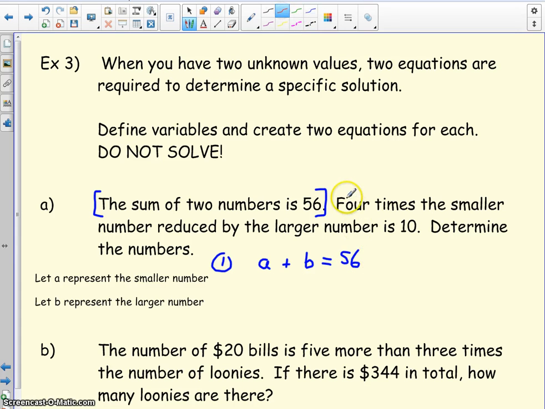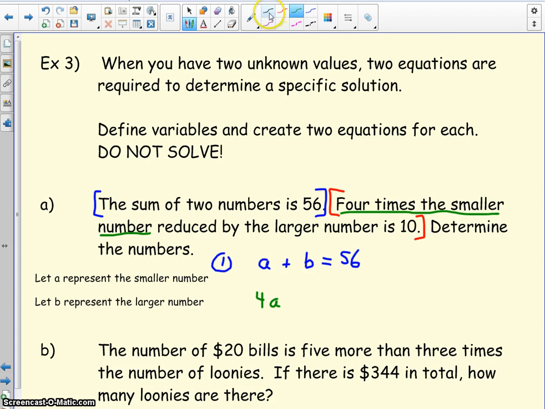All of a sudden we have one equation, and we have to create the second one. Now let's take a look at the second sentence, which is a bit trickier to figure out. It says 4 times a smaller number reduced by the larger number is 10. Let's go through it piece by piece. 4 times a smaller number. Well, my smaller number is A, and 4 times that would just be 4A.